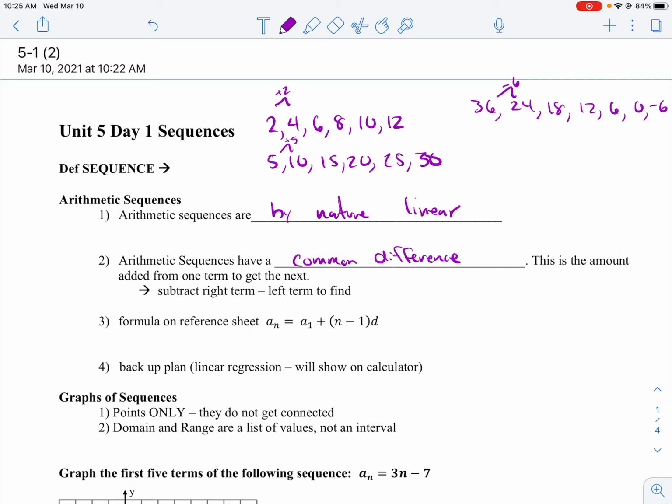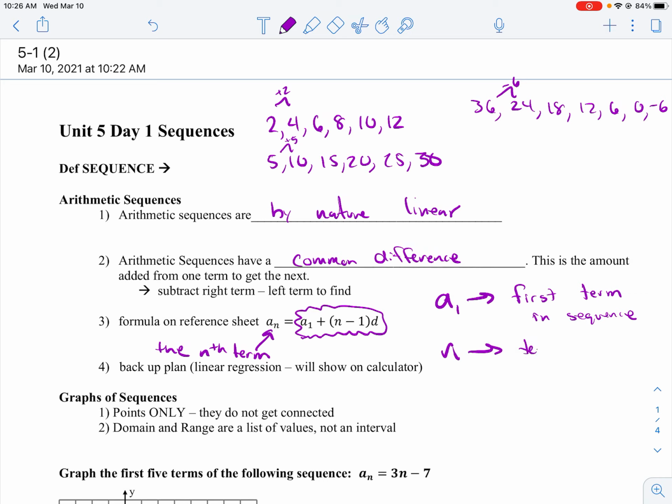All right, so a sub n refers to the nth term. So when they're talking about find the nth term, what they're talking about is find the equation. Okay, and so what is this equation? Well, a sub 1 is your first term in the sequence. Your n refers to the term in the sequence, the number, I guess.